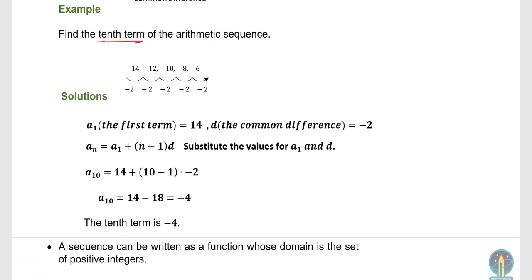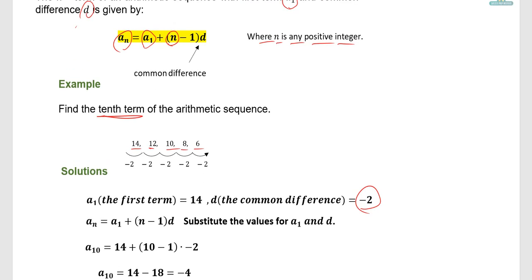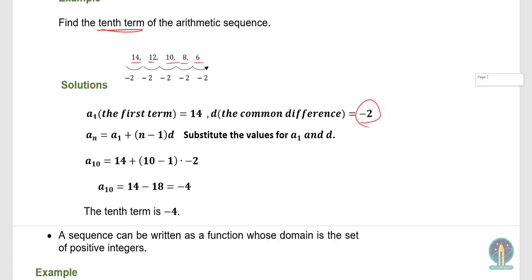Find the 10th term of the arithmetic sequence as shown below: 14, 12, 10, 8, 6. You'll notice that the common difference in this case is negative 2, and that's perfectly fine. The common difference could be positive or negative, meaning you can be adding the common difference or subtracting it. But remember, the order of the terms is always a positive integer, the order being n.